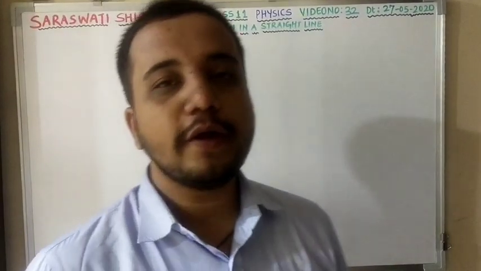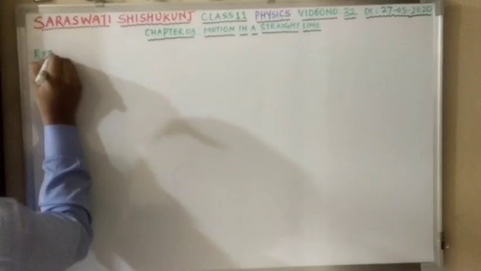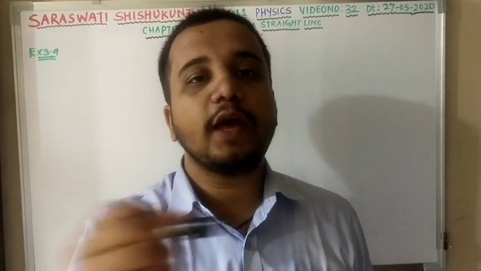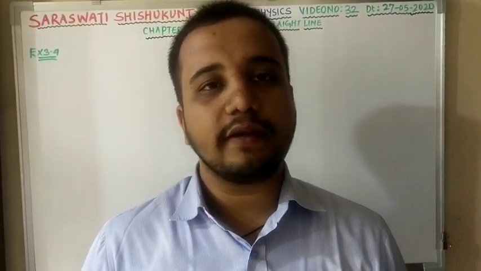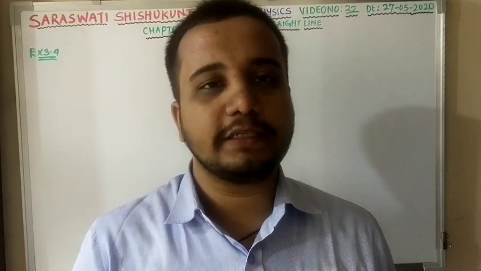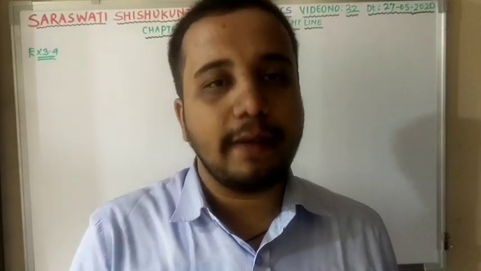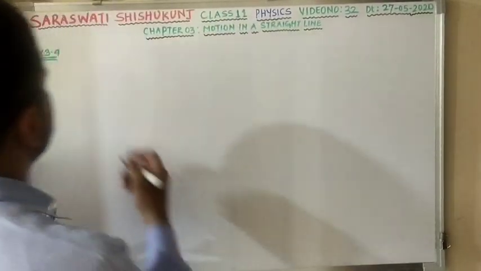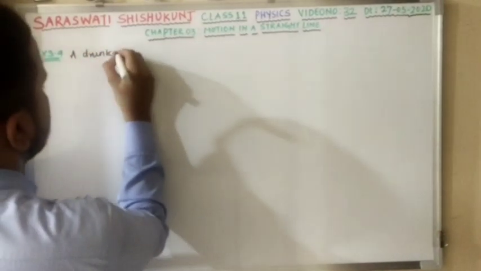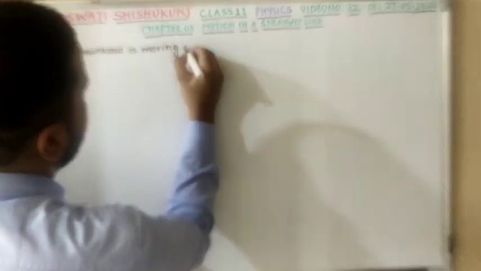The next example we are going to see today is example number 3.4. In example 3.4, remember one thing. A drunkard is moving along a narrow lane. Drunkard means the person who has drunk alcohol is moving on a narrow lane. You know the movement of a drunkard person, yes? He moves a few steps forward and then he moves a few steps backward. Yes or no? So you can say that a drunkard is moving on a narrow lane.